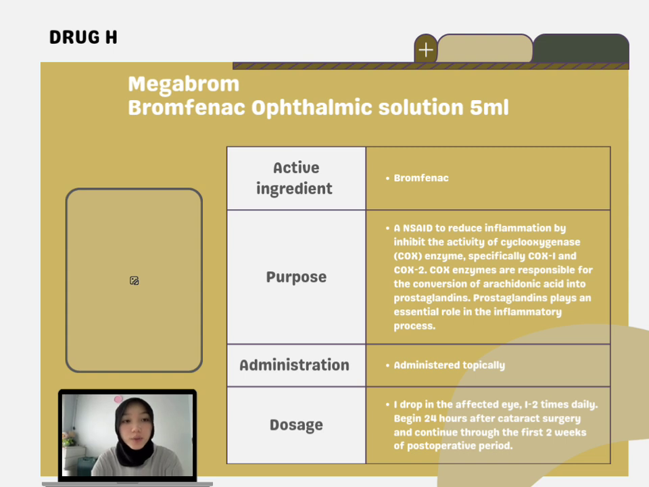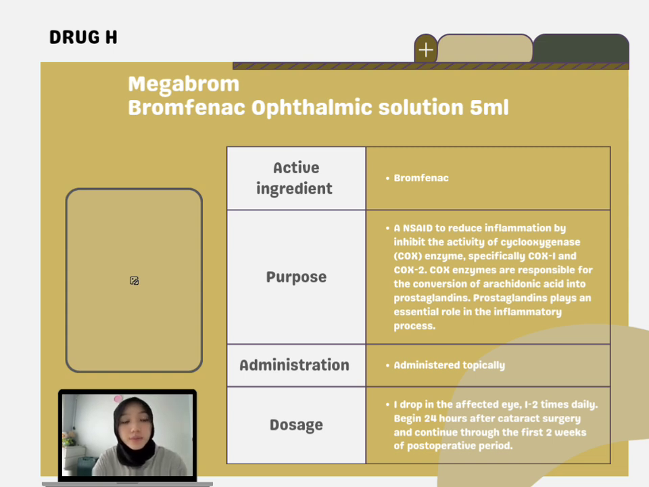Next, I will continue on Megabrom with active ingredient bromfenac. It is a non-steroid anti-inflammatory drug that reduces inflammation by inhibiting the activity of cyclooxygenase enzyme or COX enzyme, specifically COX-1 and COX-2. COX enzymes are responsible for the conversion of arachidonic acid into prostaglandins, and we know that prostaglandins play an important role in the process of inflammation.